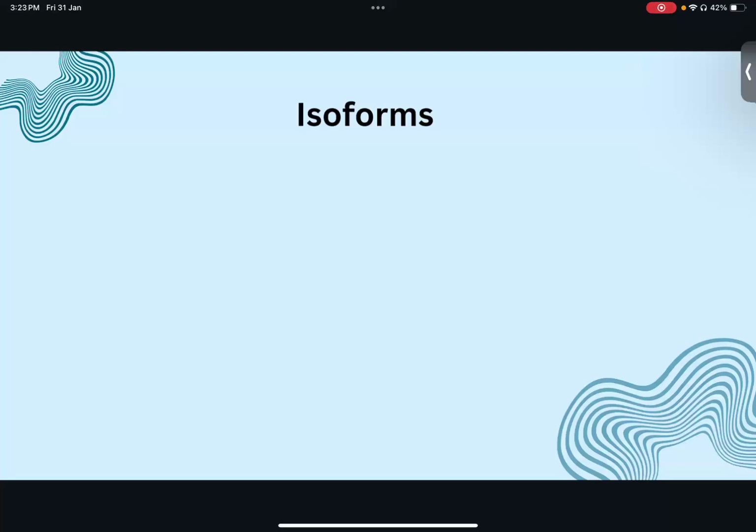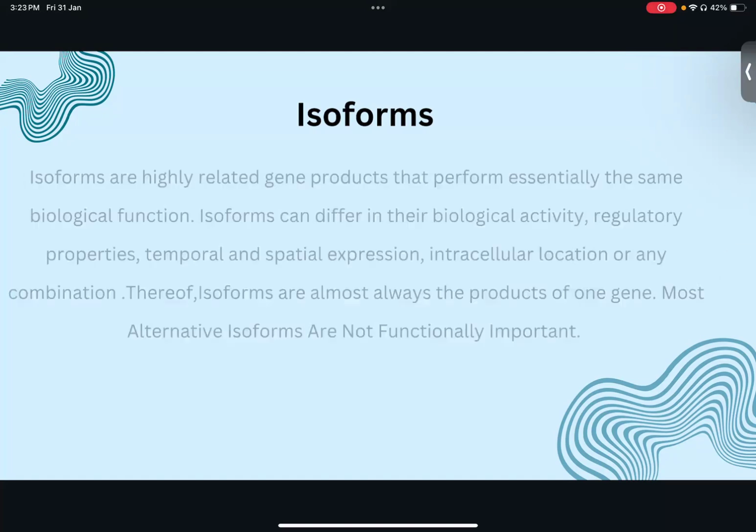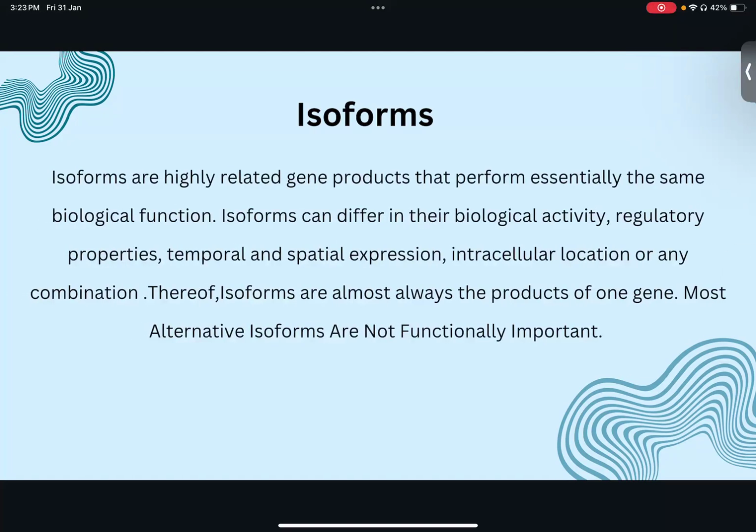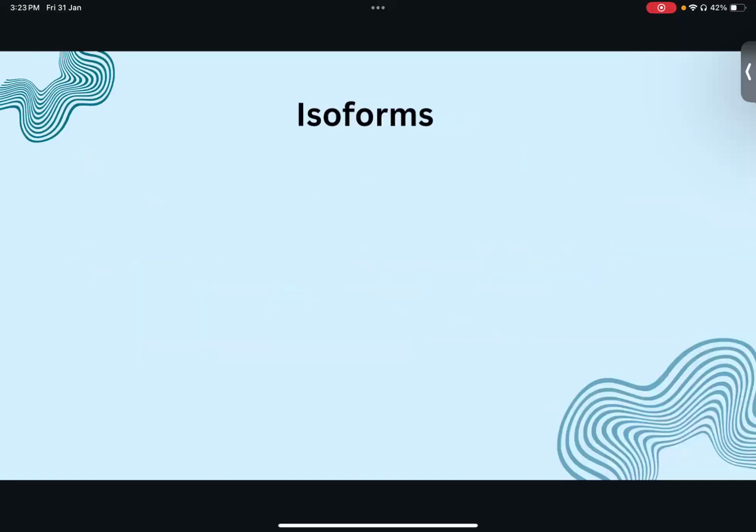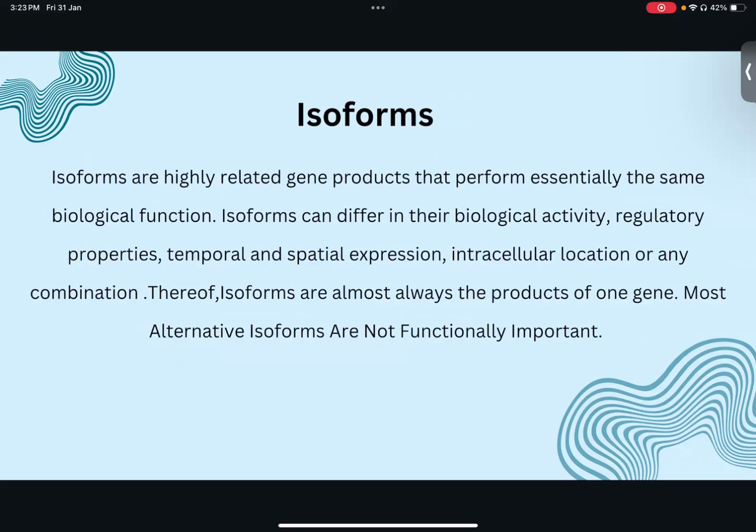While isoforms, the difference between isoenzymes and isoforms is that isoforms do catalyze the same reaction, but they have different kinetics, obviously, and different structure, but they also come from the same gene. The thing is, isoforms are mostly 90%, I think, or 99%, I'm not sure, they are not functionally important, unlike isoenzymes, which are important enzymes. So the difference between isoforms and isoenzymes is that isoenzymes don't come from the same gene first. They are found in different tissues, and they catalyze the same reaction. Isoforms come from the same gene. Okay, so they're gene related.